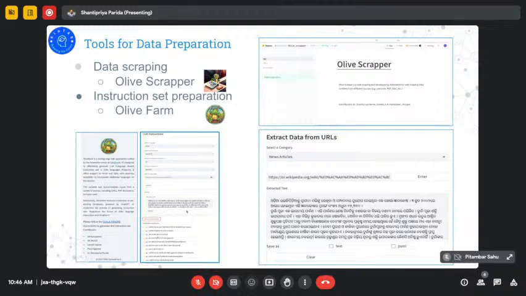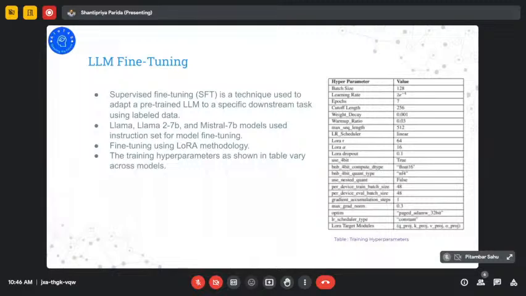But one of the reasons it is not working quite well for Odia is that ChatGPT also doesn't understand Odia well. But for Hindi, this approach seems to work. For Odia, we tried to frame our own instruction set, and in this way we collected around 10,000 first domain knowledge instructions, and also translated.